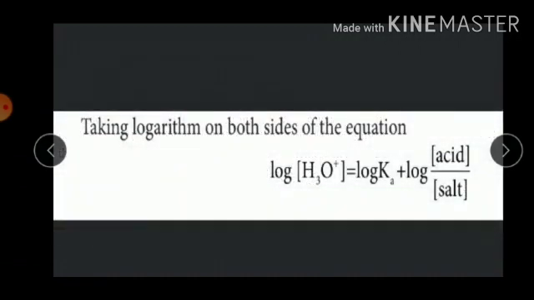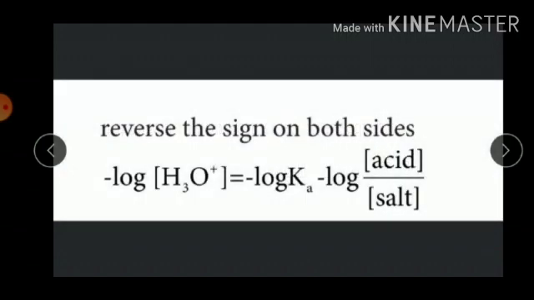So taking logarithm on both sides of the equation, log [H3O+] is equal to log Ka plus log acid by salt. Reverse the sign on both sides. So minus log [H3O+] is equal to minus log Ka minus log acid by salt. So instead of minus log [H3O+], we can write pH. Instead of minus log Ka, we can write pKa.